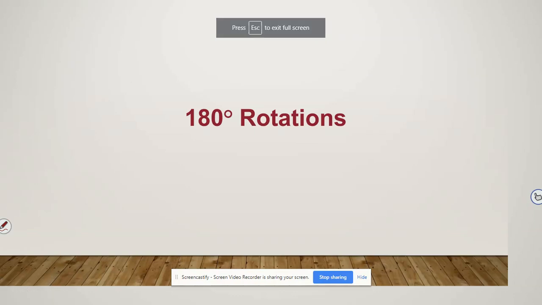Hey gang, today we're going to look at a third type of transformation. So far, we've dealt with translations, which slide a figure across the coordinate plane, and reflections, which flip an image or figure over either the x or y axis. So today, we're going to focus on 180-degree rotations.